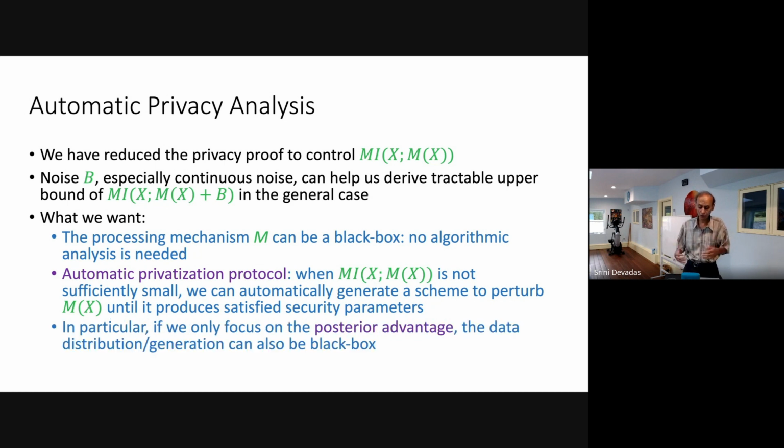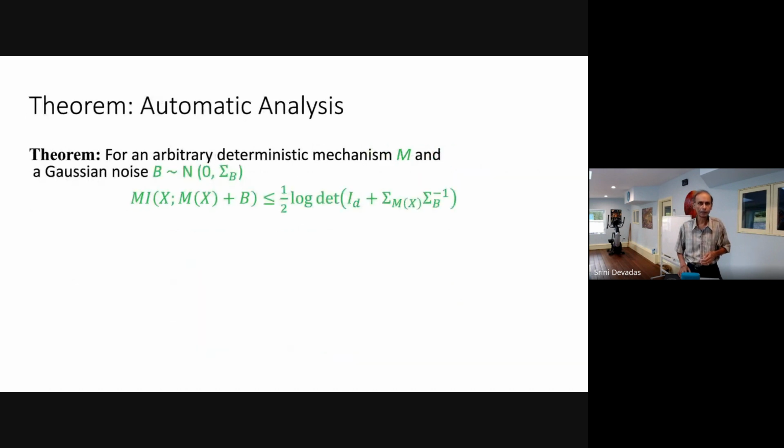And if you're only focused on the posterior advantage, then the data distribution and generation can also be black box. So you just say, I don't know the distribution, I can't give you a closed form for it, but I can continually sample from it because I have a program that allows me to sample from the universe and get an X sample from the universe. Right? So, okay, great. And so one more equation here, and it's the last one, I promise.